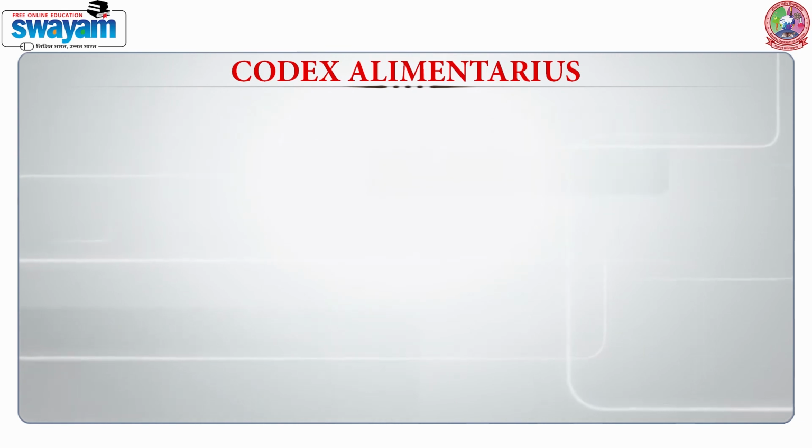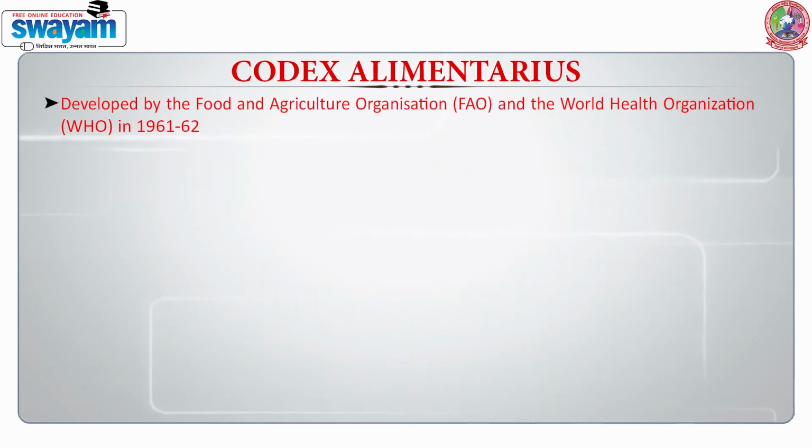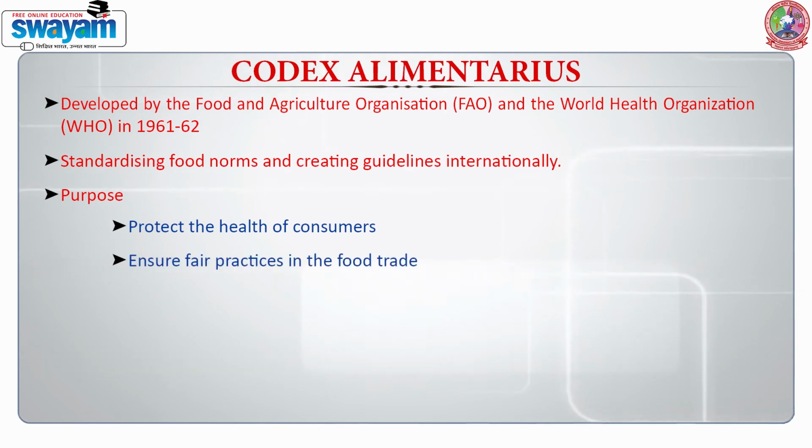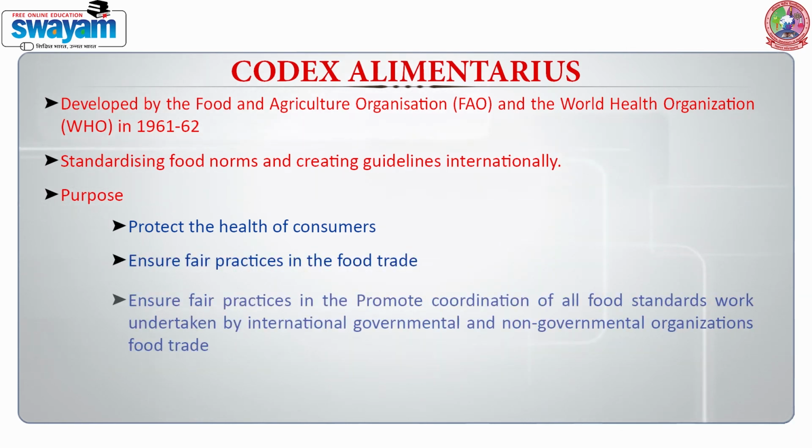Now, what is Codex Alimentarius? Very popular, very well known organization across the globe. This was developed by FAO, that is the Food and Agriculture Organization, and WHO in the year 1961-62. This deals with standardizing food norms and creating guidelines internationally. The purpose is to protect the health of consumers, ensure fair practices in the food trade, promote coordination of all food standard work which is undertaken by international governments and non-government organizations.